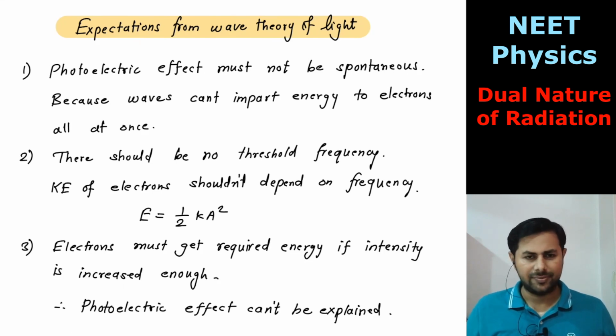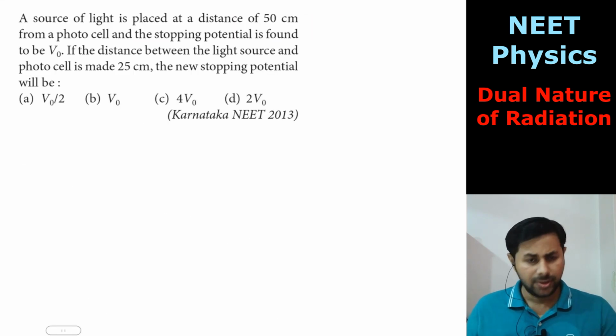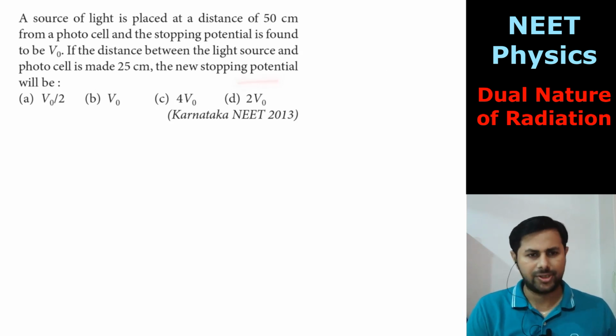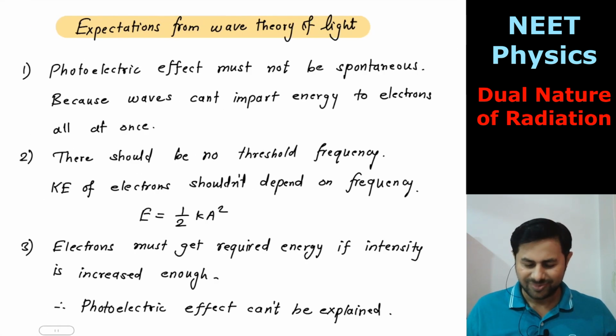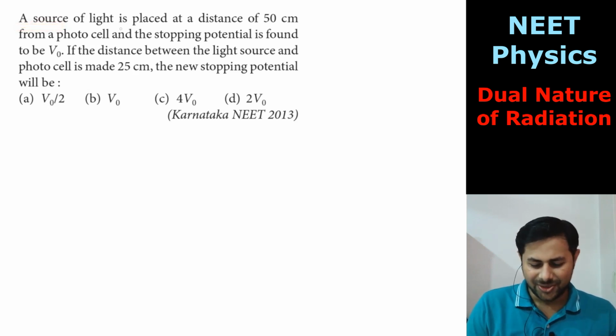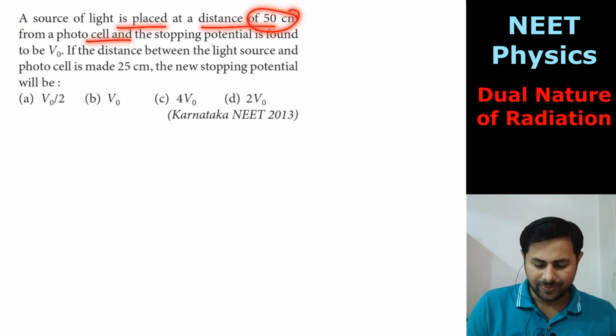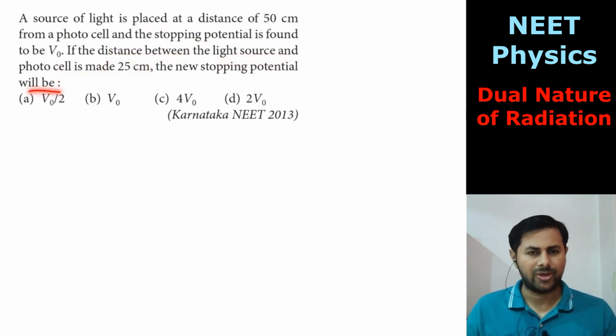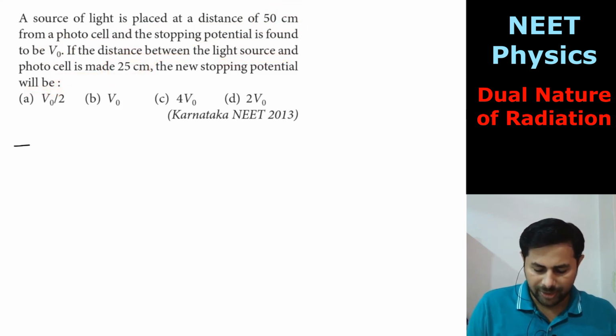Is this thing clear, everyone? So then let us discuss some problems just based upon this much theory. Then we'll come back to the problem of the photoelectric effect. Let's see this one. A source of light is placed at a distance of 50 centimeters from a photocell and the stopping potential is found to be V naught. If the distance between the light source and photocell is made 25 centimeters, the new stopping potential will be. Tell me.